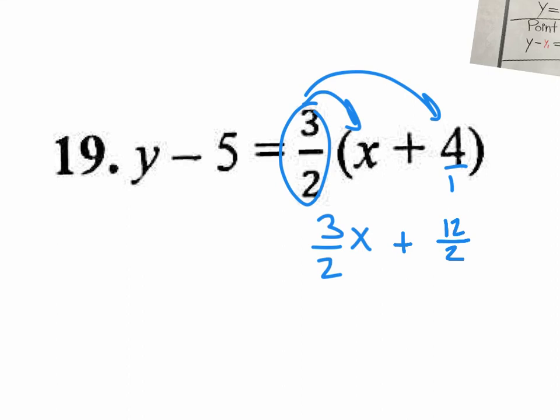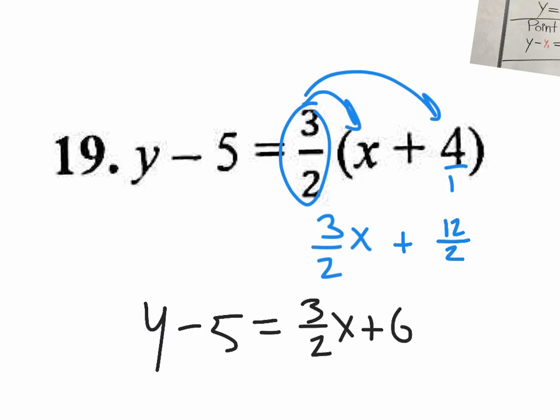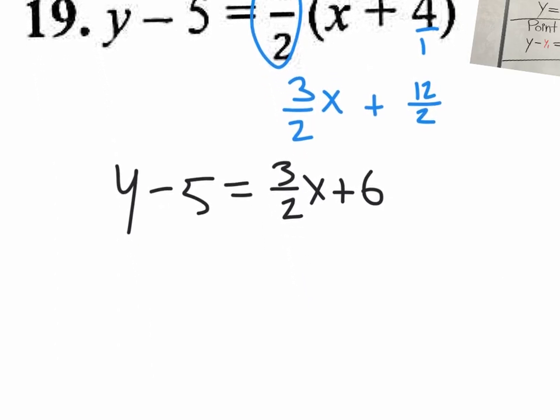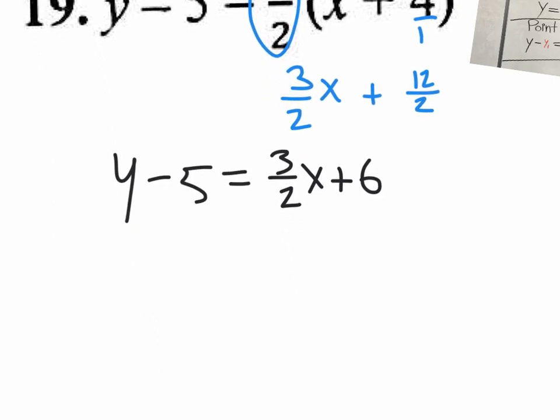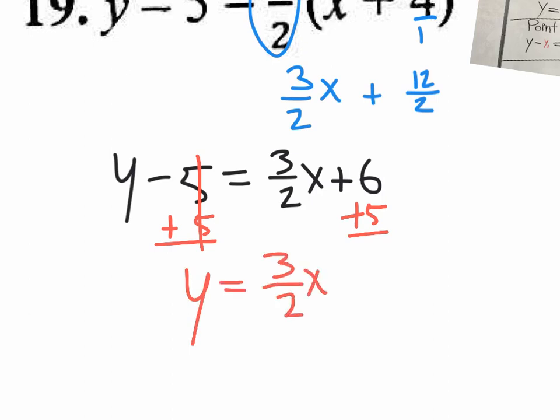That's right. So let me rewrite the whole thing. I have y minus 5 equals 3/2 x plus 6. Is it in slope-intercept form? No, I need one more thing. What do I need to do? Add 5 and then I'm done. Plus 5 here, plus 5 over here. Final answer, slope-intercept form equation is y equals 3/2 x plus 11. We're done.